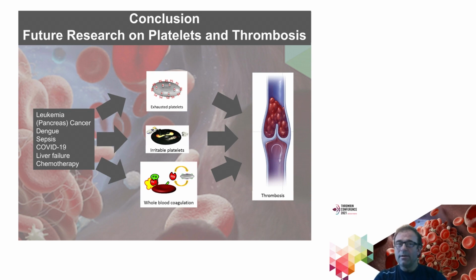So in conclusion, we are now working on cohort studies in which we define a high-risk population. So, for example, leukemia or pancreatic cancer or dengue or sepsis, COVID-19, liver failure, chemotherapy. Those are all situations in which patients have a high thrombosis risk. In those patients, we will determine the exhaustion of platelets. We will determine the irritability of the platelets, and we will get the whole picture of whole blood coagulation, and we will follow those patients on the risk of thrombosis.